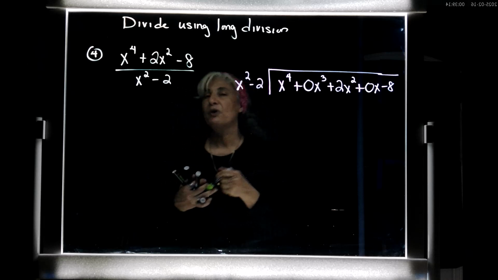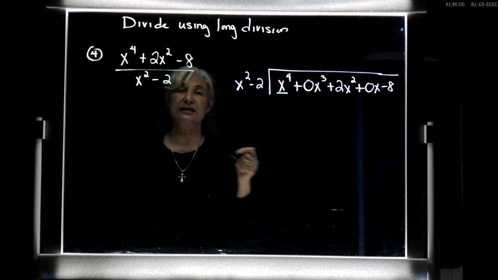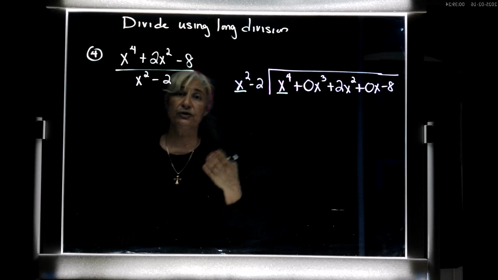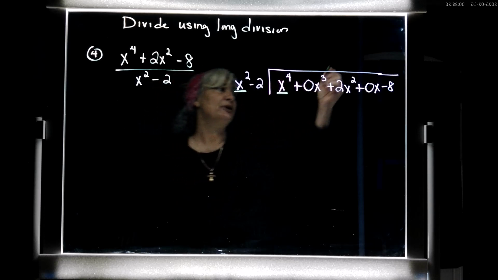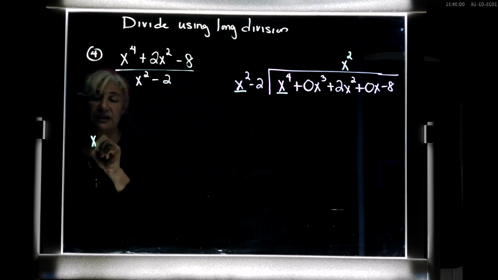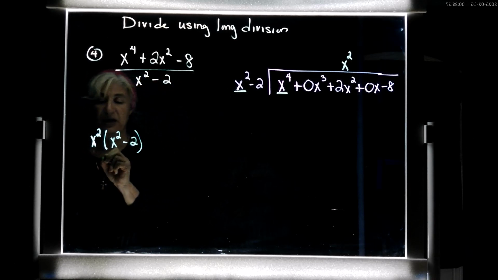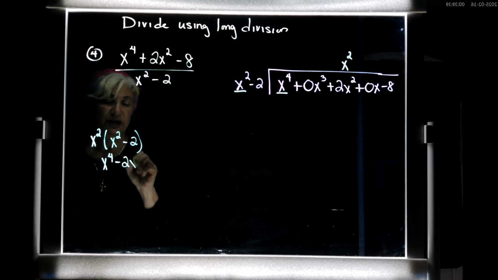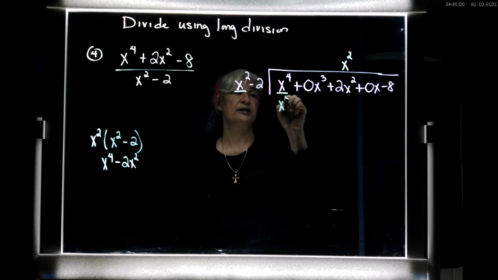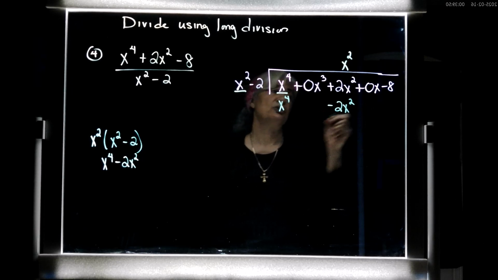Okay, so first term on the inside to wipe out by using the first term on the outside. What'd you put on top? X squared, good, because we're missing 2 x's. And I put x squared over x squared, then what? Multiplied by what's on the outside, so x squared times x squared minus 2, what'd you get? X to the 4th minus 2x squared. So like terms under like terms, x to the 4th under x to the 4th, and minus 2x squared under 2x squared.